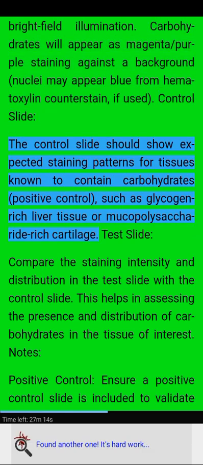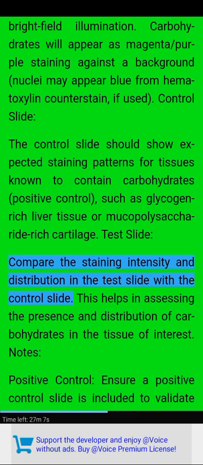Control slide. The control slide should show expected staining patterns for tissues known to contain carbohydrates, a positive control such as glycogen-rich liver tissue or mucopolysaccharide-rich cartilage. Test slide. Compare the staining intensity and distribution in the test slide with the control slide. This helps in assessing the presence and distribution of carbohydrates in the tissue of interest.